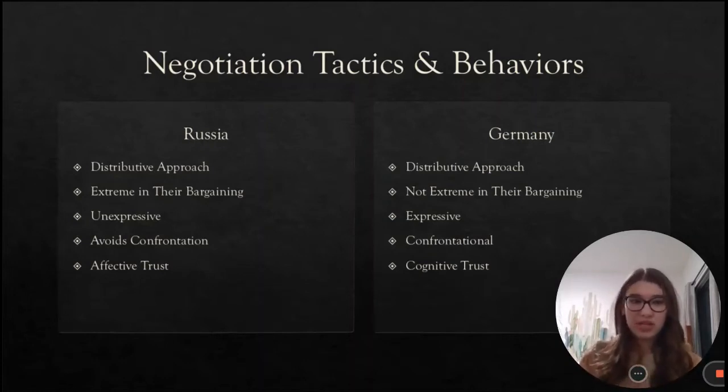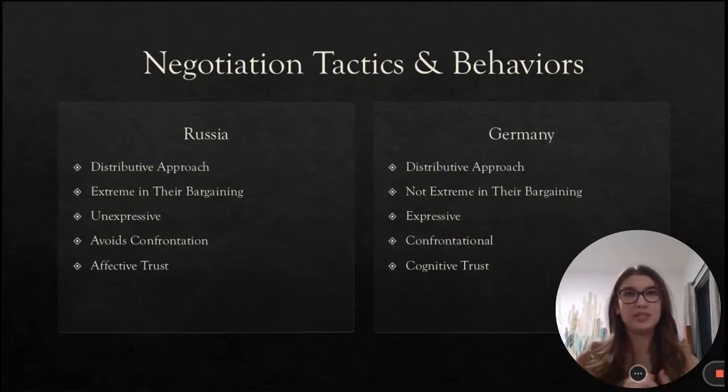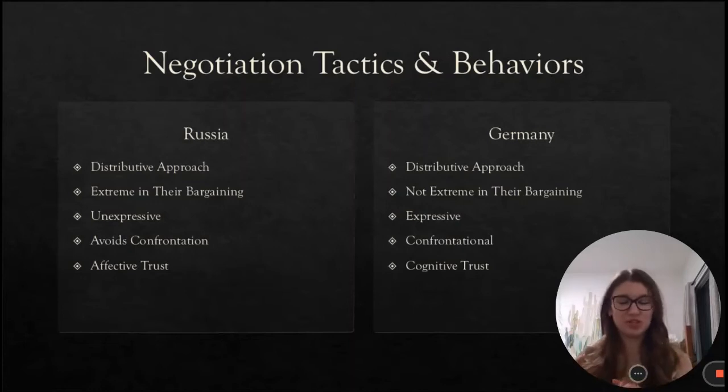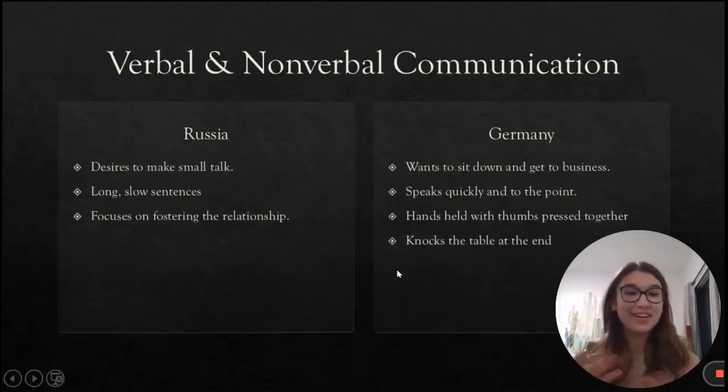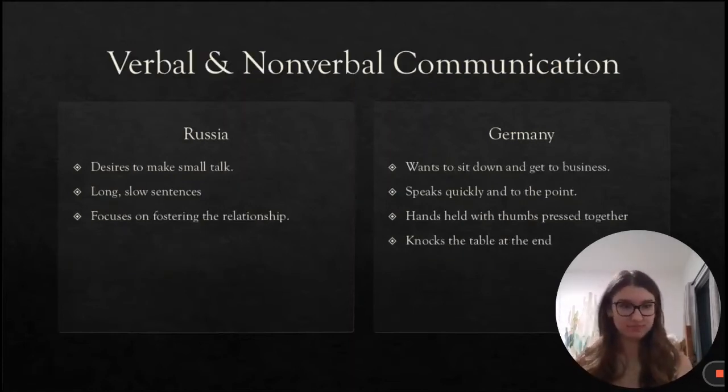Russia avoids confrontation by implying things and asking lots of questions, while Germany is confrontational. They're very blunt and explicit, just come out and say what they're there for. Russia's trust style is affective, believing that relationships are enough to persuade a deal, while Germany is cognitive in their trust, able to see through the deception and see how Russia is trying to slip by a bit.